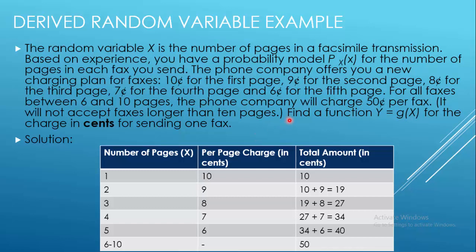So what we have to do is find a function y equals g of x, where y depends on g of x, for the charge in cents for sending one fax. First of all, we find the cumulative amount, that is how much we have to pay depending on how many pages we are sending. For example, if one page is sent, then 10 cents have to be paid. In case of 2 pages, 19 cents, 3 pages, 27 cents, 4 pages, 34 cents, and so on.